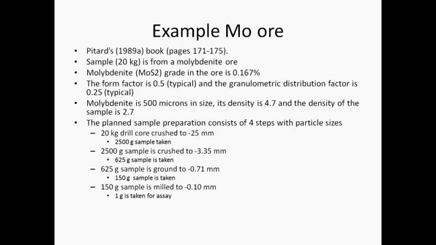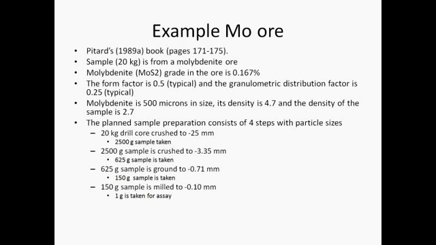The original primary sample is a drill core sample, and we plan to take 20 kilogram primary samples. Molybdenite grade in the ore is 0.167, so it's molybdenite, not molybdenum. For the form factor and the granulometric distribution factor, we use typical values of 0.5 and 0.25. Molybdenite grain size is 500 microns, its density is 4.7, and the density of the sample, or the ore, is 2.7. The planned sample preparation consists of 4 stages.